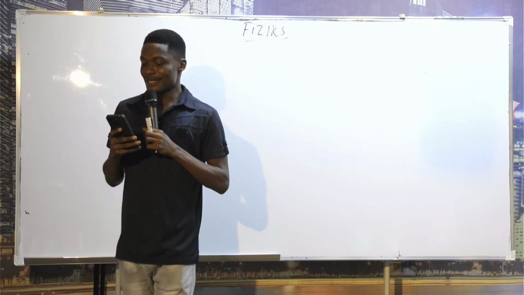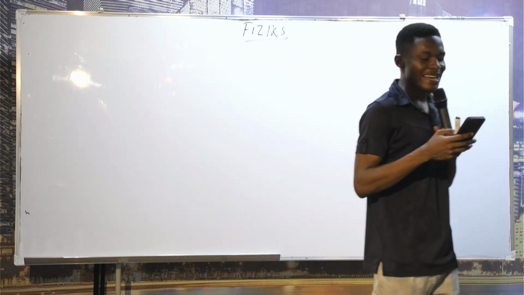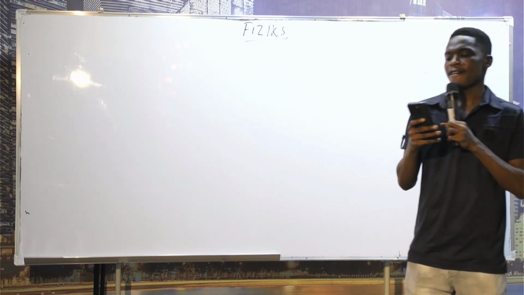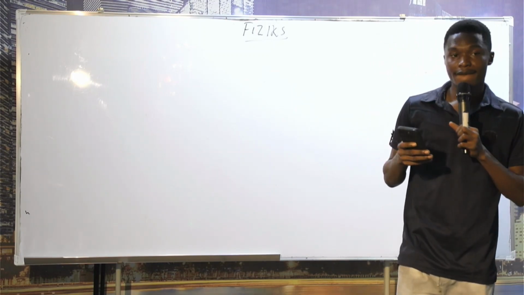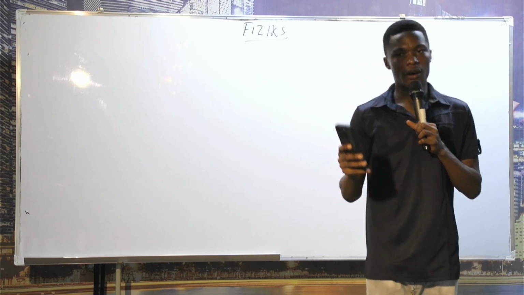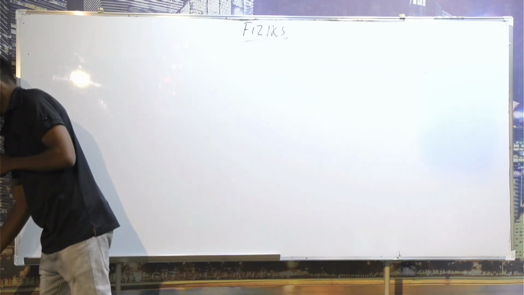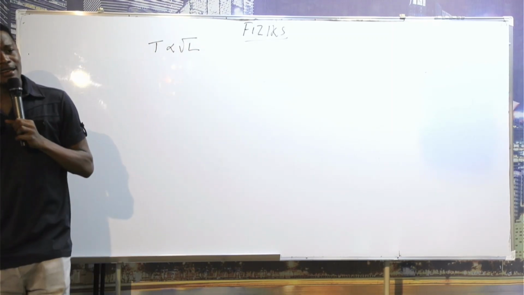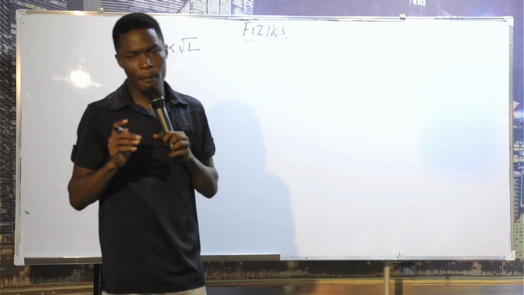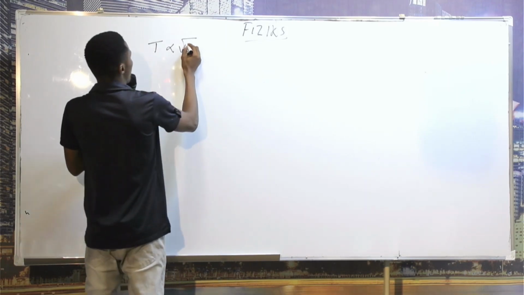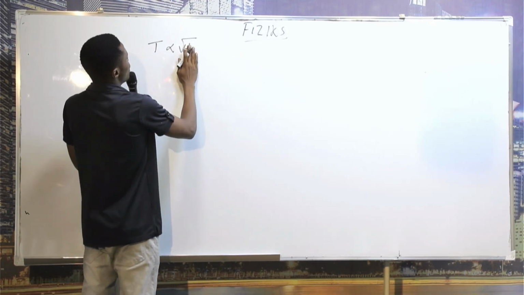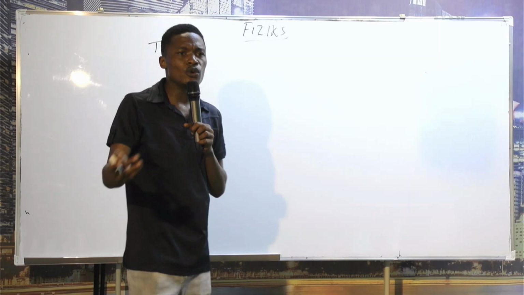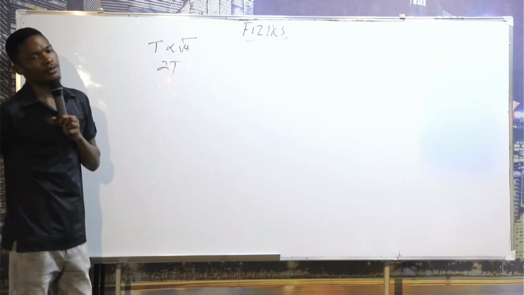Next one. If in a simple pendulum experiment, the length of the inextensible string is increased by a factor of 4, its period is increased by a factor of what? A factor of 2. It is doubled, okay? So remember that period is proportional to the square root of length. If I increase the length by a factor of 4, imagine length was 1, and I say 4 times 1, that will be 4. Square root of 4 is 2. Your period will now be doubled.